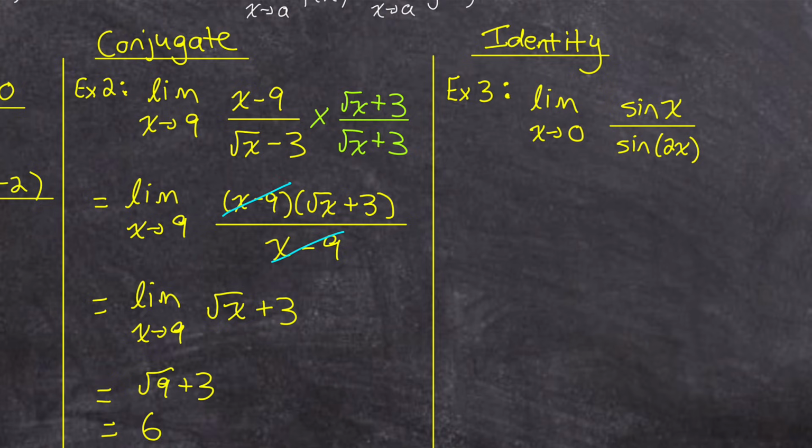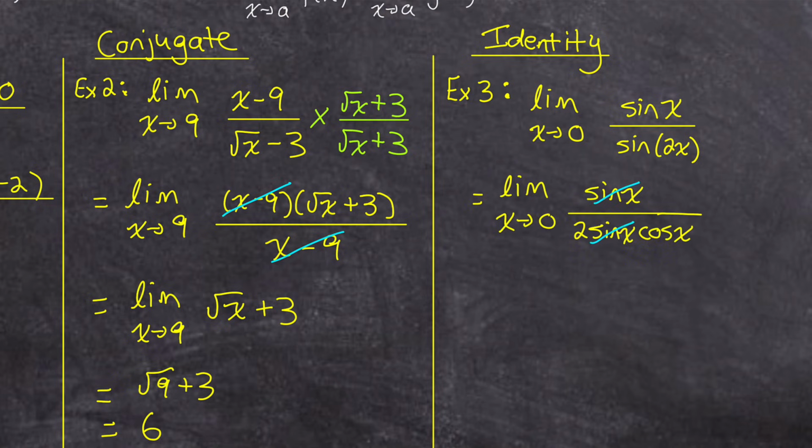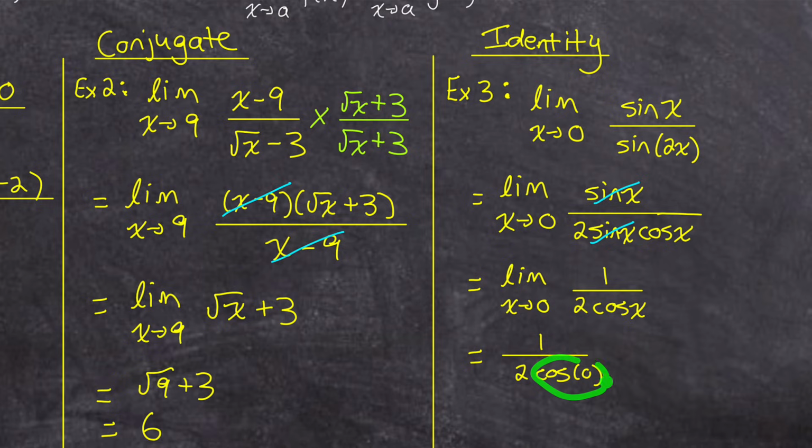Which means I need to erase my direct substitution and try to rewrite this function in a way where I can evaluate the limit. Well, I know the double angle identity for sine tells me that sine of 2x is equal to 2 times sine x times cos x. So I'll replace it with that identity. These factors of sine can cancel, and then the limit of this function would be equal to the limit of the function with the sines canceled. And now I'll do direct substitution, and cosine of 0 is equal to 1. So I just have 1 over 2 as the value of my limit.